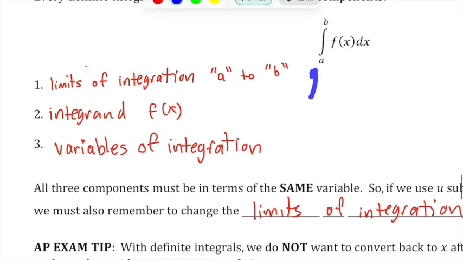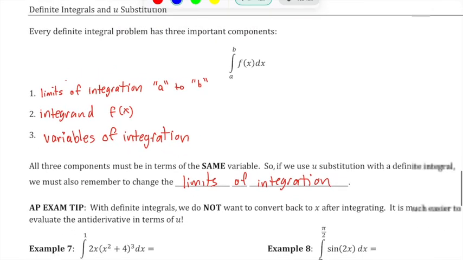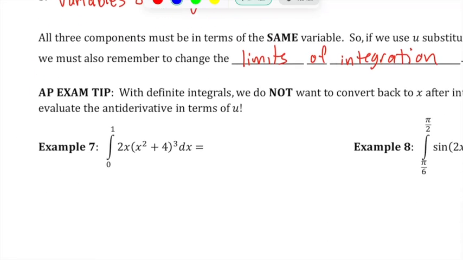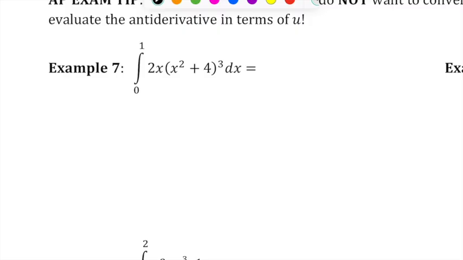Now, each of these has to be in the same variable. These two are values of x. This function is a function of x, and we're integrating with respect to x. So when you do your u substitution, you need to change your limits of integration. And that's the one extra step you have to do. So let's look at example 7. Look for a parenthesis. The parenthesis is here. So if this was u cubed, we can find that integral pretty easily.